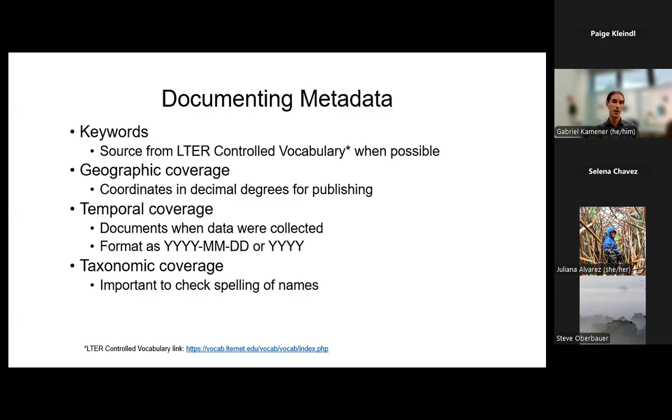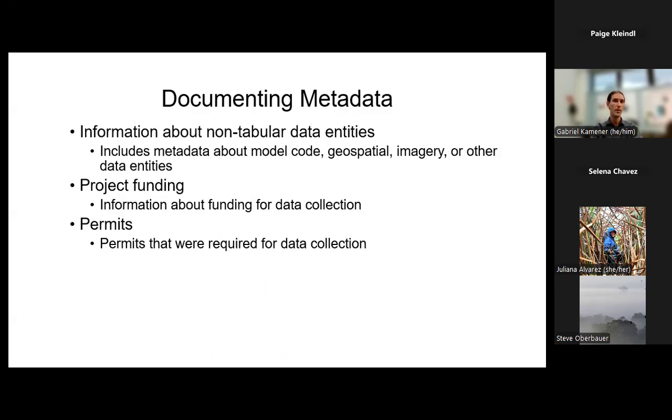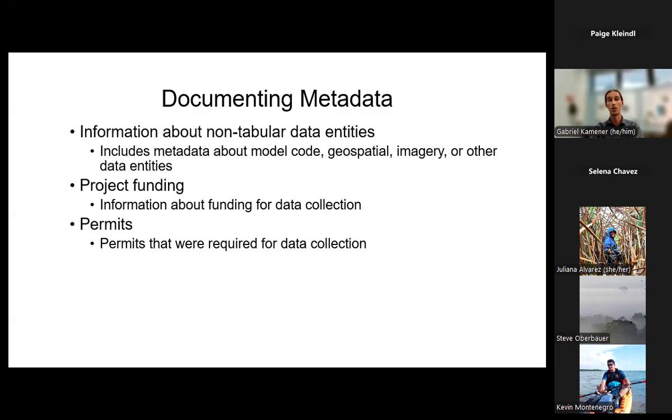Taxonomic coverage, ideally you want to cover any species that were involved in your data set. And so it's important to check the spelling of names for any that are present in your metadata. Information about non-tabular data entities should also be included. And so that can cover things like model code, geospatial data, imagery, or other data entities. Project funding, so that should be information about what funded your data collection, and permits, which ones were required for the data collection.